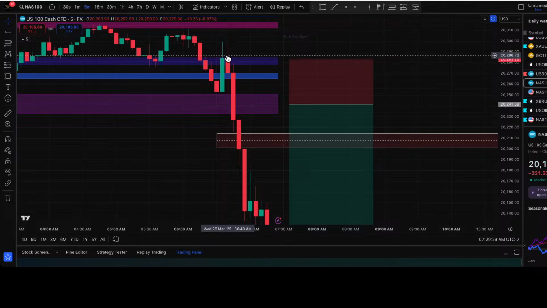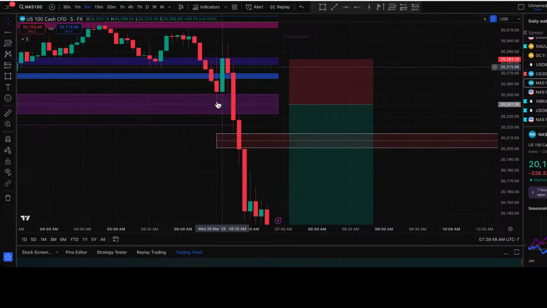Remember, we already know we're looking for a sell. What happens when the market manipulates in the direction of your bias? You wait for a second break in the direction of your bias, but you expect a pullback. Expect to pull back into your zones. It could have gone as deep as the purple zone. That's fine.